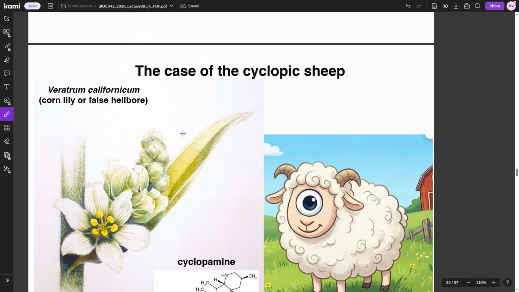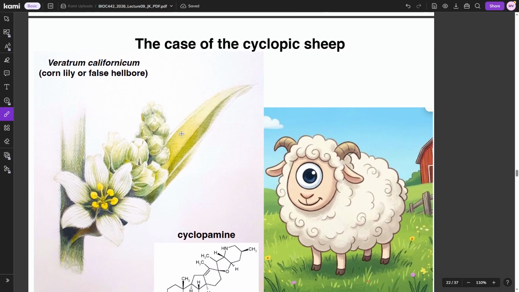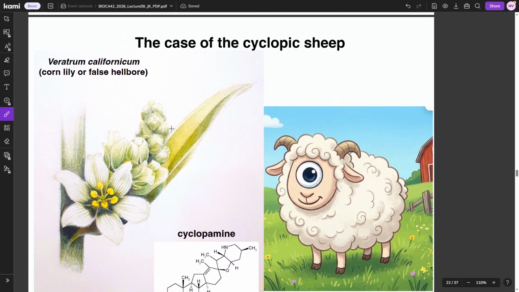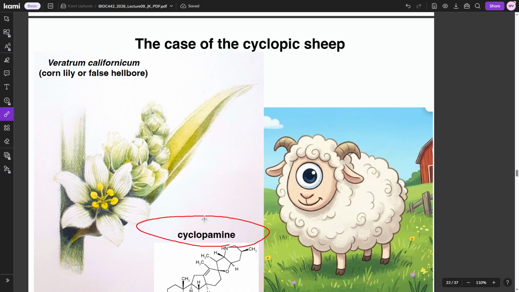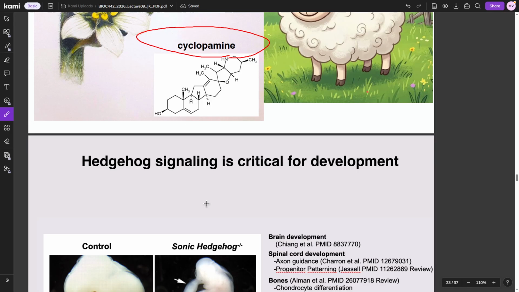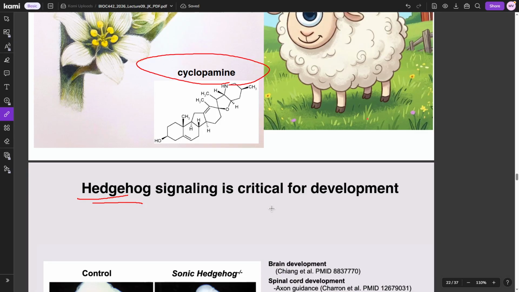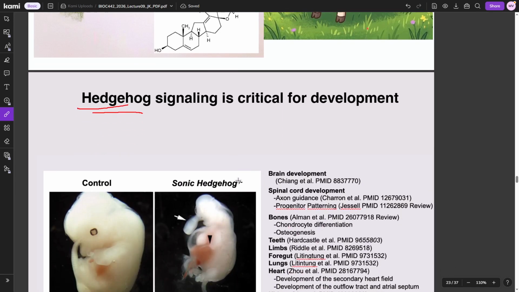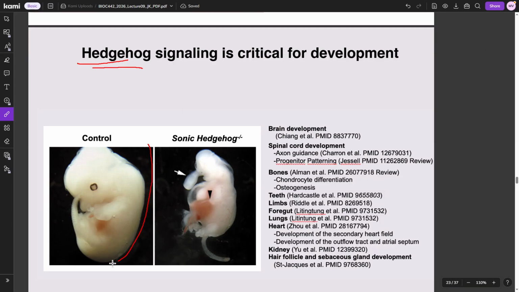So in the case of cyclopic sheep, these are sheep that have one eye. And the reason they have one eye is because their parents ate this thing called cyclopamine. And so when their parents ate cyclopamine, their children had messed up development and they had one eye. And this kind of sparked the interest in the protein called Hedgehog, or SHH, or HH, or whatever people call it these days. There's a lot of different names for it, but you can see here in normal conditions, this is what a normal embryo looks like. But when you remove Sonic Hedgehog, that's why there's two minuses here, you get this thing, which is not even a living being. This thing is probably dead.